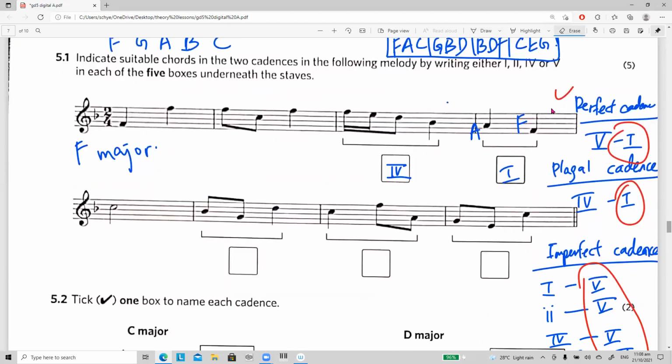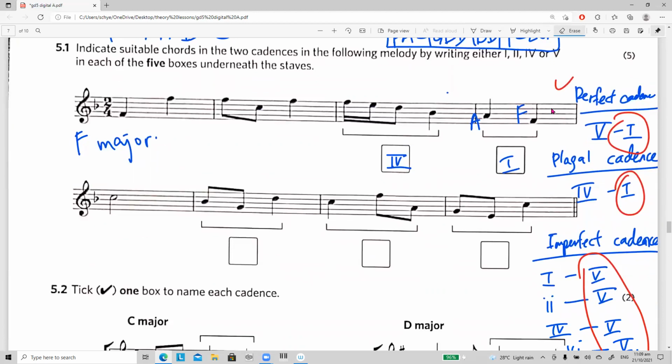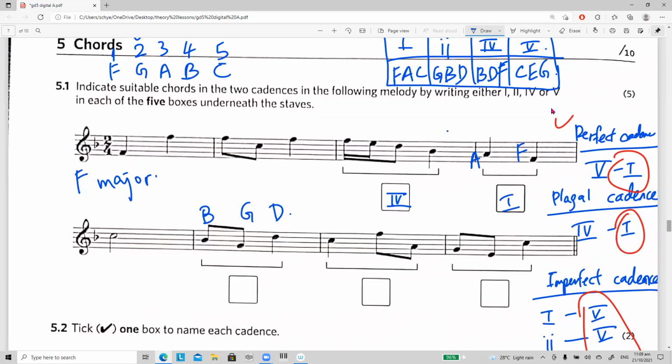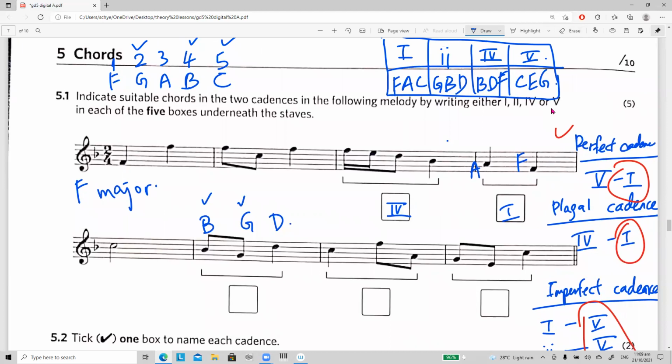Now let's look at the second phrase. Write the letter names. This is a B, this is G, and then this is D. Which chord contains most of the notes? It will be G, B, D, right? So isn't it chord 2? So you write down chord 2 because it contains most of the notes. Next one, write the letter names. This is C, this is F, this is A. Which chord contains most of the notes? F, A, C, so it's chord 1.